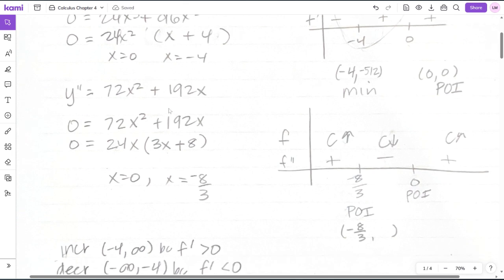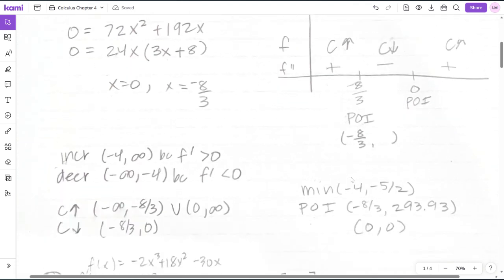So I took the second derivative. I factored out a 24x this time. And so I set those two factors equal to 0. And I got 0 again. There is a change in concavity for both of these, negative 8/3 and 0. Plug negative 8/3 back in, and that will give you the y value. I don't know why I didn't write it down yesterday, but we did that in class. So I have 2 points of inflection and 1 minimum.